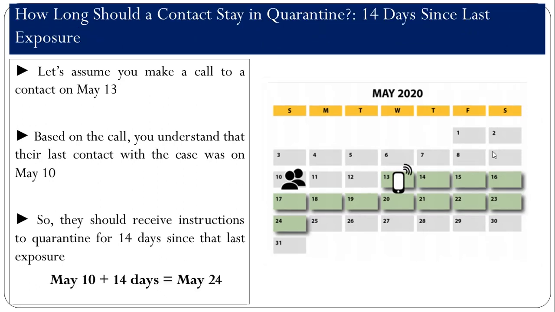If their last exposure was on 10th May, you would add 14 days, and so that would mean that they should quarantine through 24th May, because May 10 plus 14 days equals 24th May.